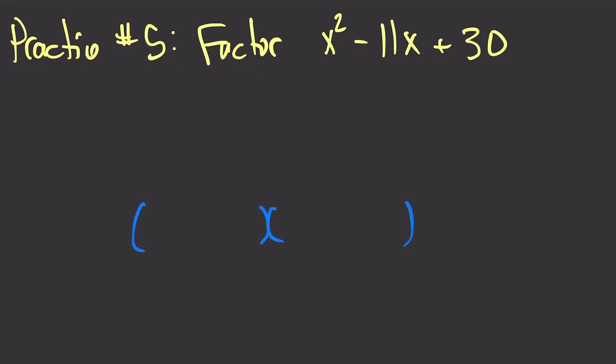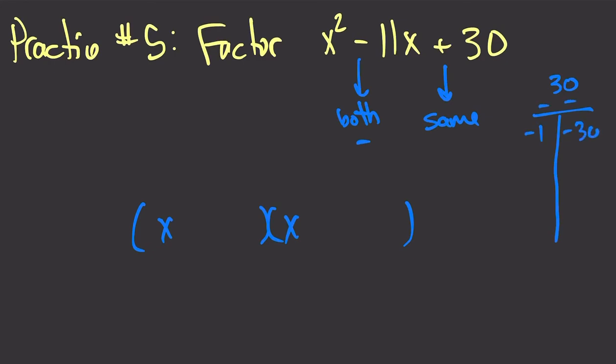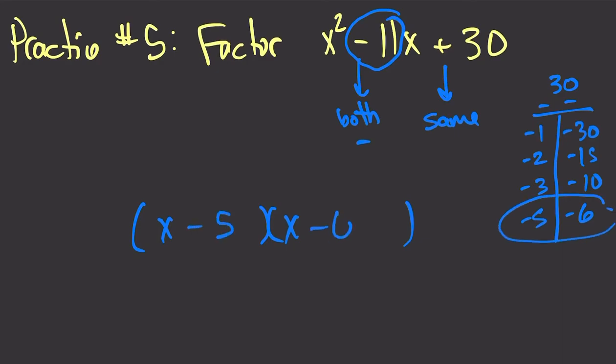Okay, so for our final one here, I've got x and x. Notice that your signs are the same, but in this case, both negative. So when you do your t-chart for 30, these numbers both have to be negative. So it could be negative 1 and negative 30, negative 2, negative 15, negative 3, negative 10. Remember, I'm just listing all the numbers that multiply to 30, and then negative 5 and negative 6. So of those numbers, which pair gives you negative 11? Well, it's going to be these here. So it's going to be a negative 5 and a negative 6.